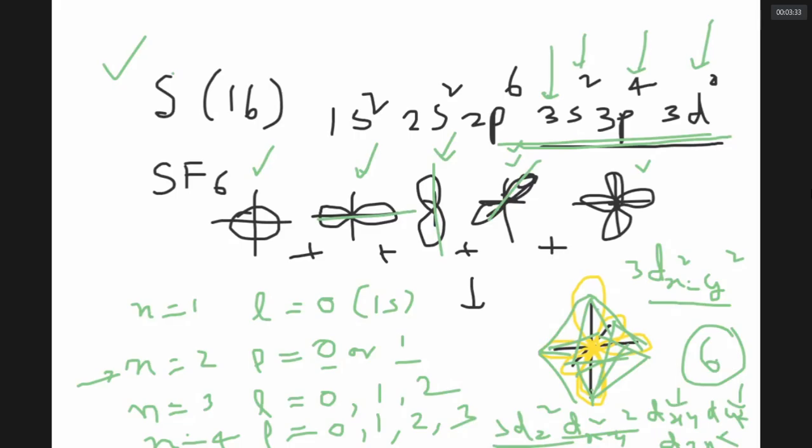Now we are pointing out that sulfur can use its valence 3s, 3p, 3d orbitals: one 3s orbital, one 3px, one 3py, one 3pz, one 3dx square minus y square orbital for intermixing. 1, 2, 3, 4, 5. When 5 orbitals are intermixing, let's add one more, 3dz square.